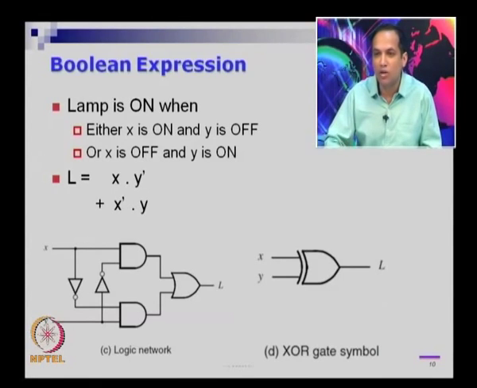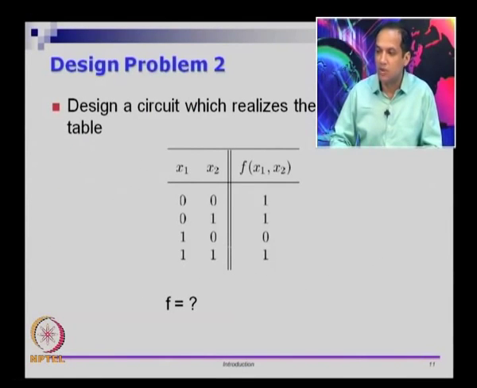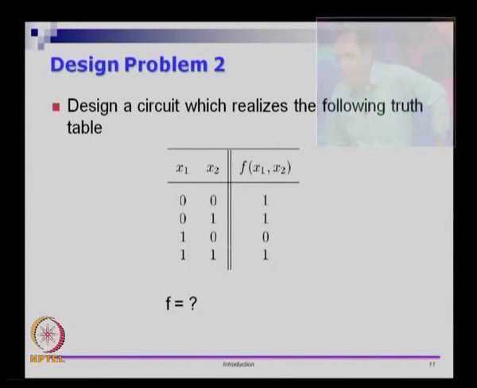So, what you want for this two-way staircase or this bedside lamp, bedside switch for a tube light, is essentially an XOR gate. It is as simple as that. Let us look at another design problem. Design a circuit which realizes the following truth table.